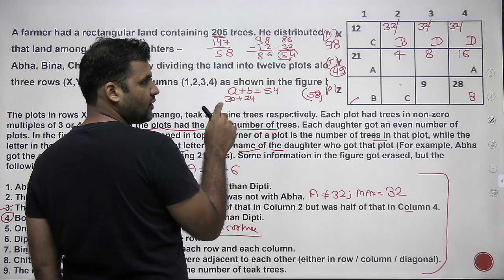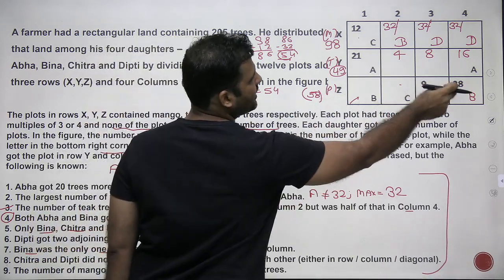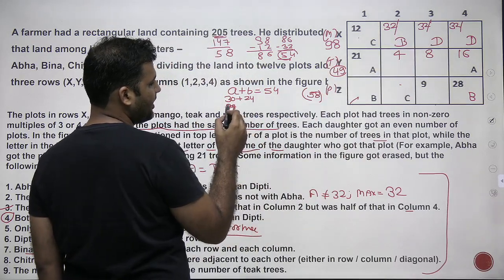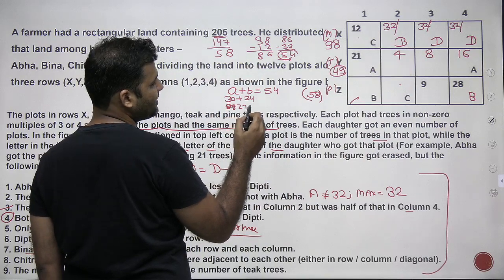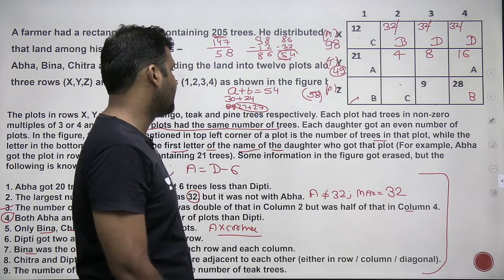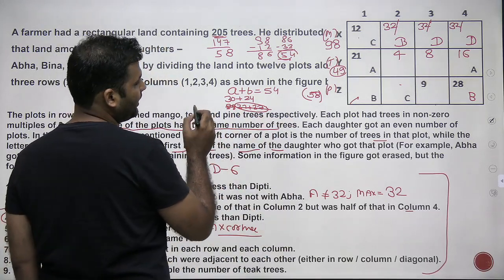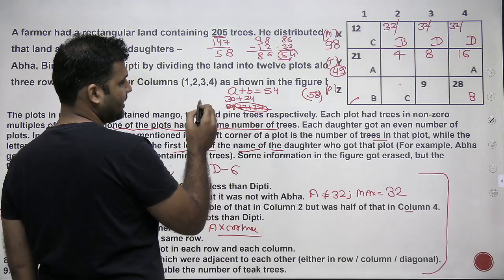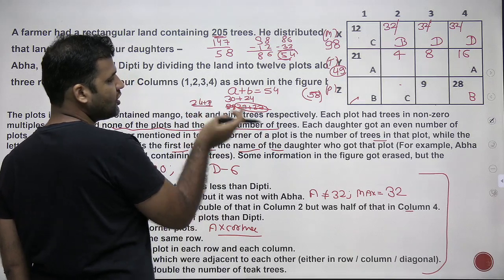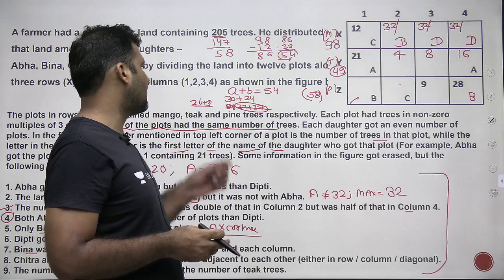If I go further, 29 is not a multiple of 3 or 4. Then I can take 28, but 28 is already there, so I cannot use 28. 27 is a multiple of 3, but if I take 27 here, it has to be 27 plus 27. That means two plots will be having the same number of trees, which is also not possible. So this case is eliminated. Again, the only option that I'll be left with will be 24 plus 30. Less than 27, 26 is not a multiple of 3, 25 is not a multiple of 3, and then you come out with 24.